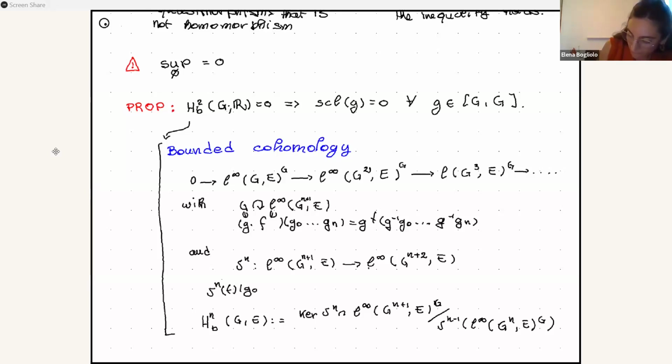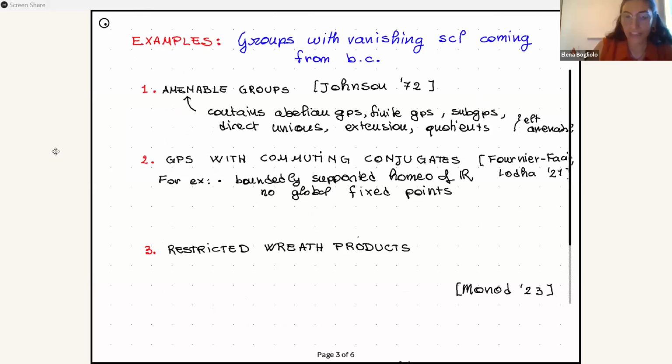So f of (g0, ..., g_{n+1}) is going to be sent to the alternating sum of f computed in (g0, ..., ĝi, ..., g_{n+1}). And as always, we consider the homology of this cochain complex, which is the quotient of the kernel of the boundary operator by the image. Okay, so the idea is that through bounded cohomology, we find examples of groups for which stable commutator length vanishes.